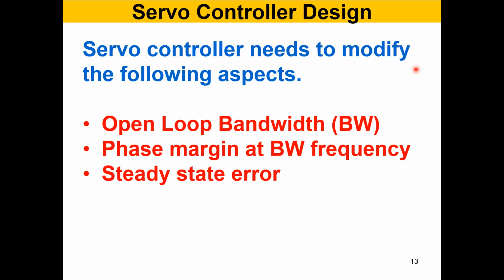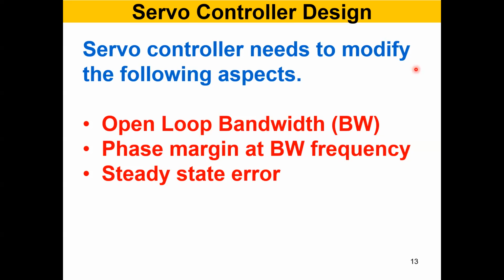So when it comes to designing servo controllers, right, there are a few things we need to look at. One is the open loop bandwidth. Okay, what is the bandwidth we have? When you have a higher bandwidth, which means the speed, okay, you can command the system with fast changing references, right, and still the system can follow it. So that is open loop bandwidth.